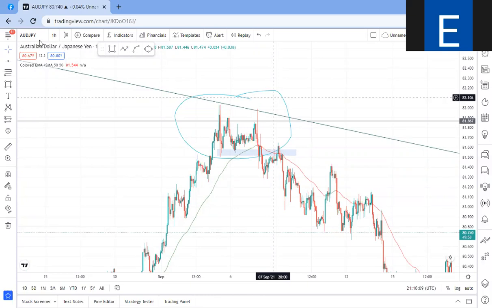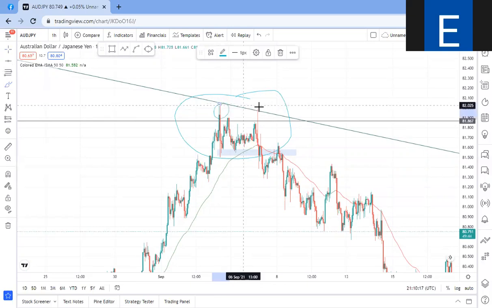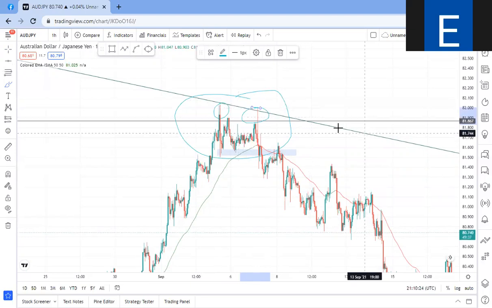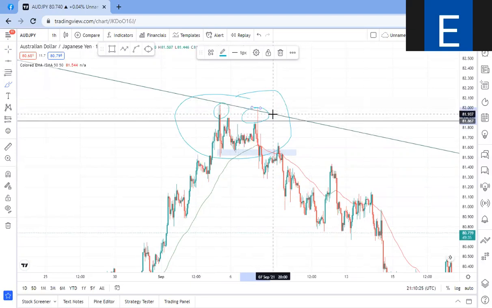You can see here that price made a double top. This was the top, this was the double top. And it happened at the trend line level. That's two confluences. Touch of the trend line, one, double top, two, and a horizontal level.